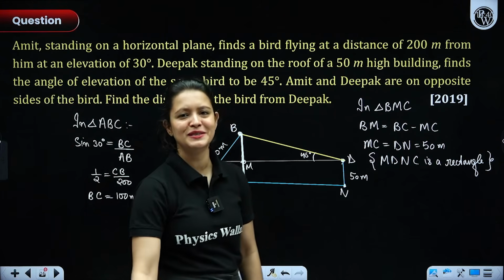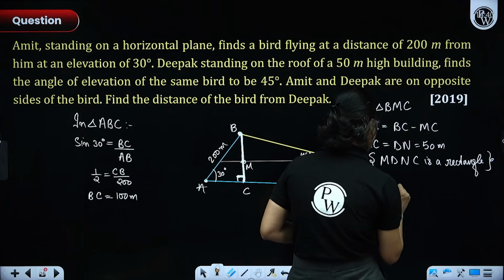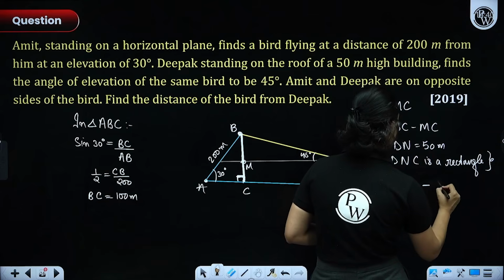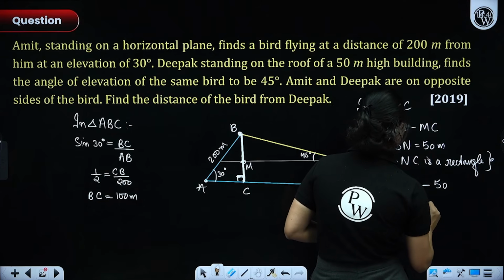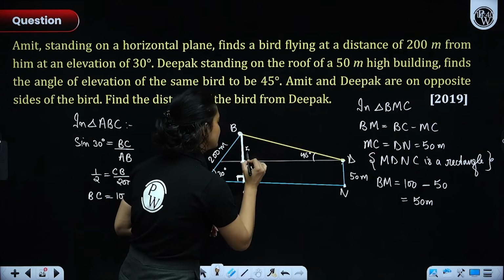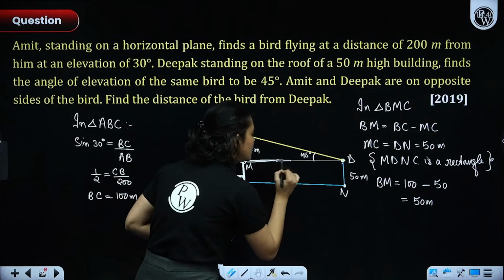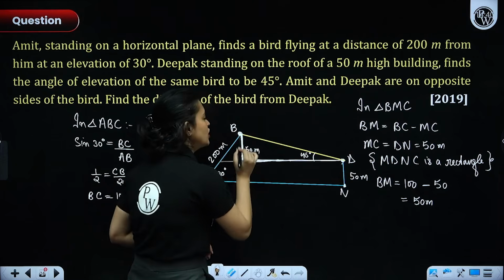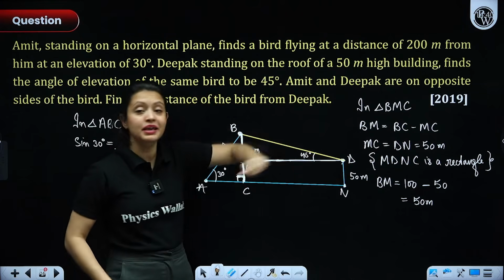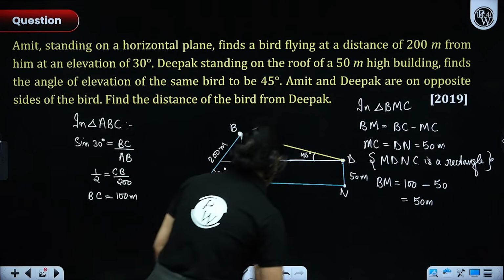We figured out BC. And once we figured out BC, I can figure out BM. BM would be 100, that is CB, minus CM. CM is what, everyone? 50. So BM is 50 meters. I figured out BM. This is 50 meters. And now people, take this triangle here. You have the value of BM. You need BD. So what will you use? Sine again, right?